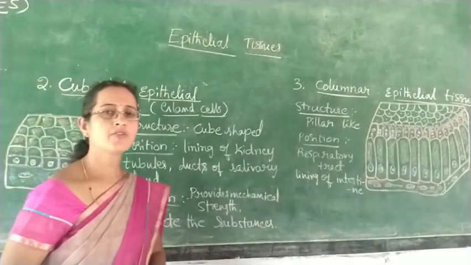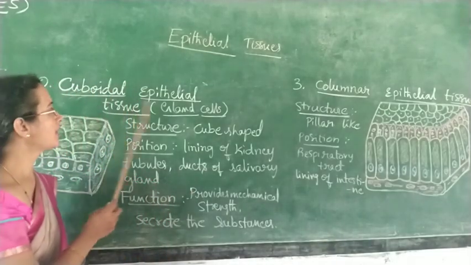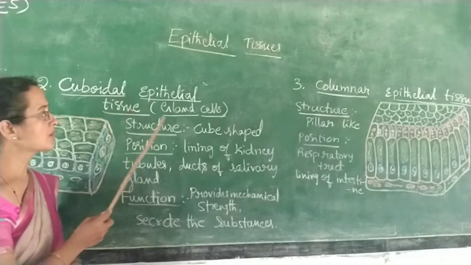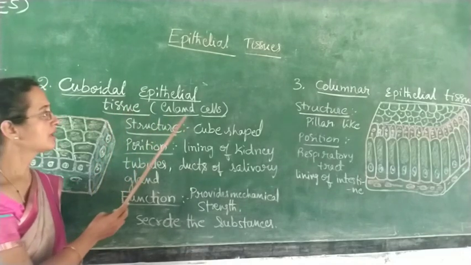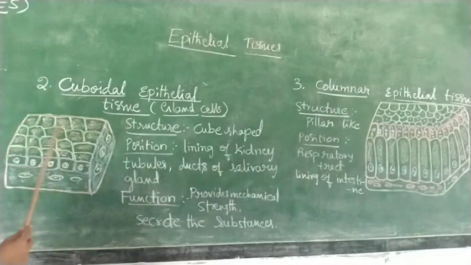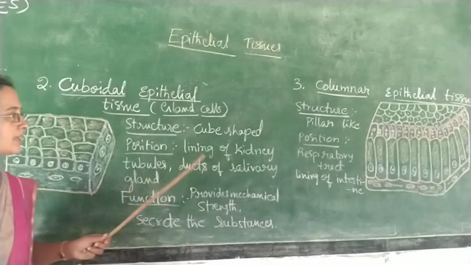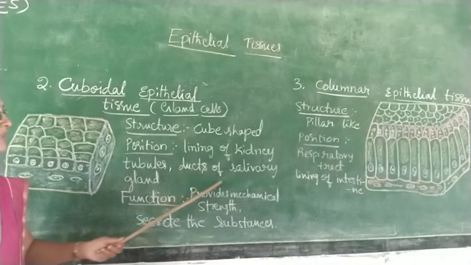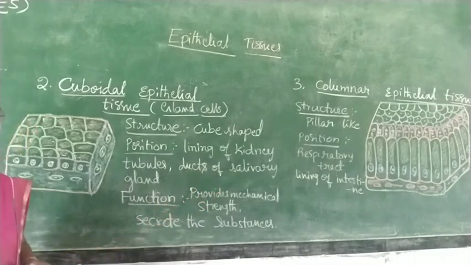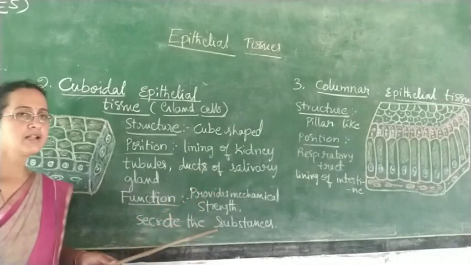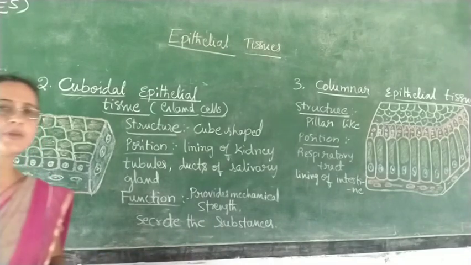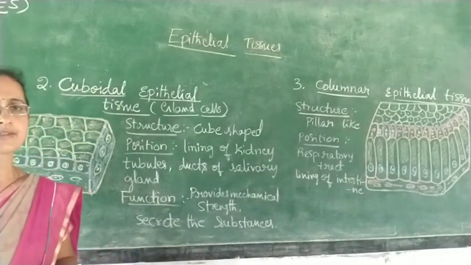Coming to the second type of epithelial tissue, namely cuboidal epithelial tissue. These are also called by another name, gland cells. These cells, as you can see, are cube shaped with no intercellular space, having a single nucleus with a basement membrane. They are found in the inner lining of the kidney tubules and ducts of the salivary gland. They provide mechanical strength as well as help in secreting certain substances.